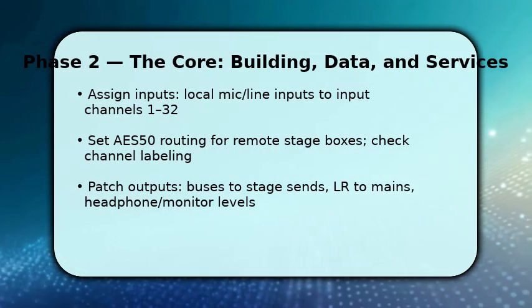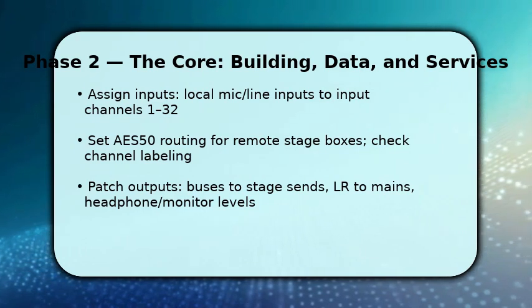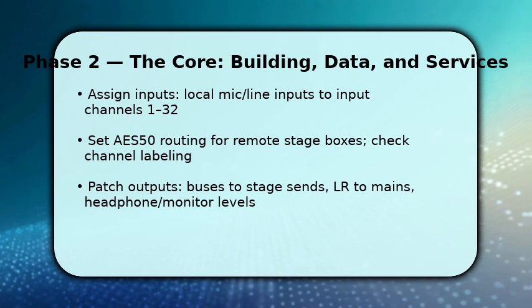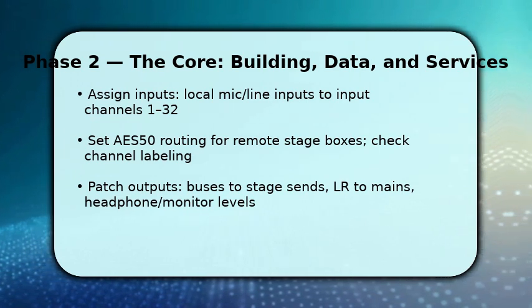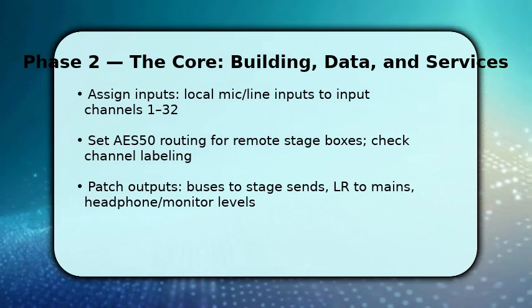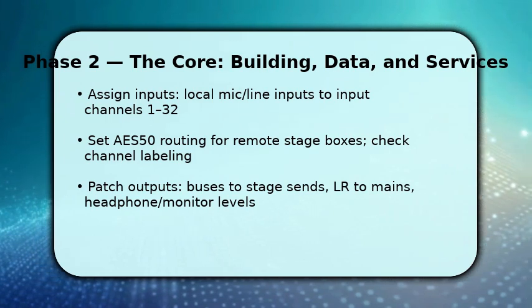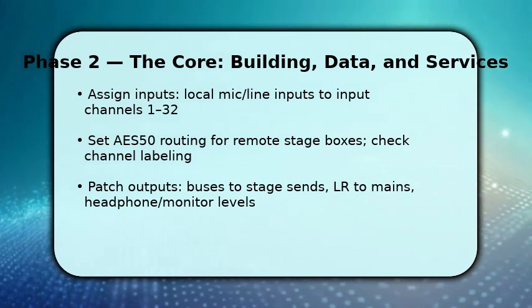Now you route audio. Assign physical mic/line connectors to the M32 input channels, starting with 1 through 32 for clarity. Once done, open the I/O routing page and map AES50 ports so remote stage boxes feed the correct channel strips. Consistent labeling prevents confusion during sound check.